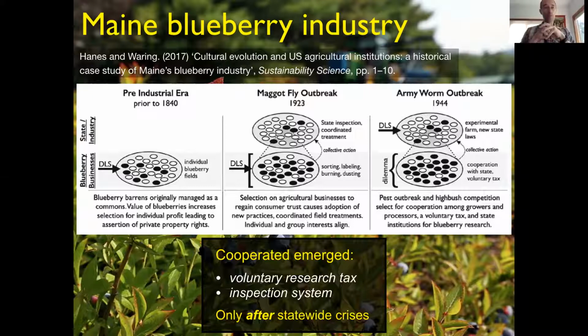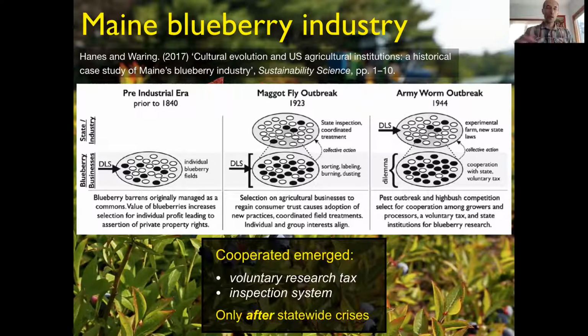but it focuses on two crises that happened with two agricultural pests, and both of those pests caused a statewide crisis. And after each of the statewide crises, or rather as a result of the statewide crisis, competitors in the state that are producing blueberries, these are industrial businesses, collaborated and then eventually cooperated and even agreed to tax themselves, and to contribute to research to prevent further outbreaks.